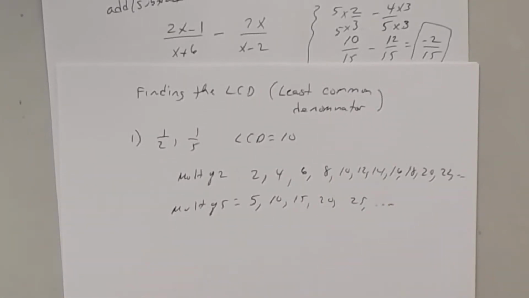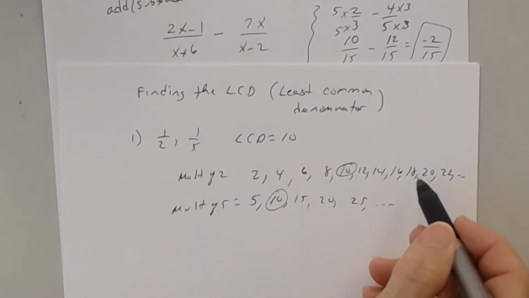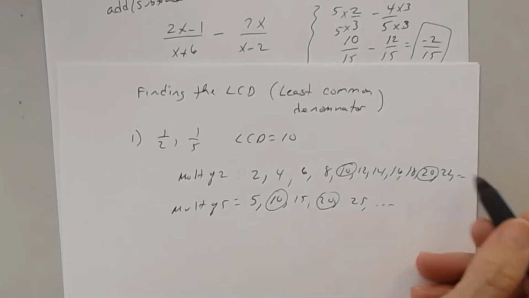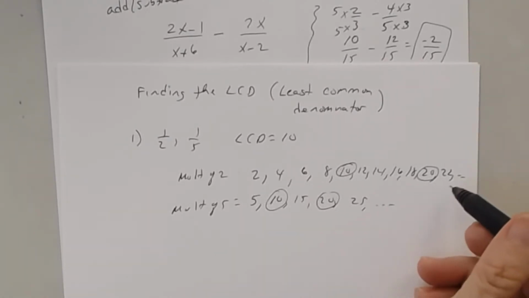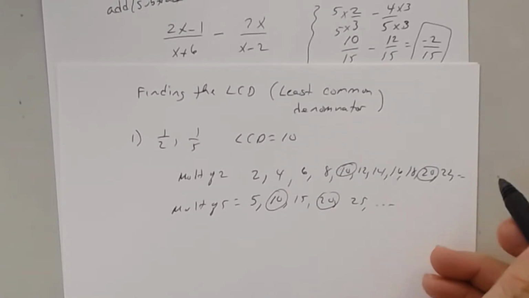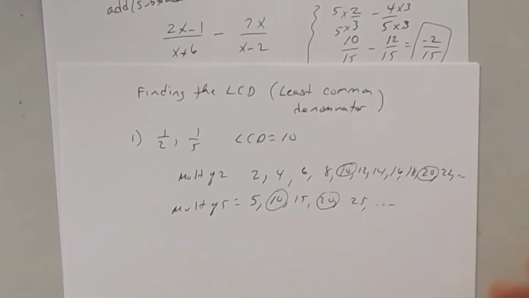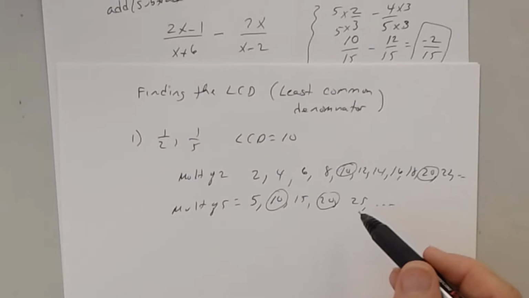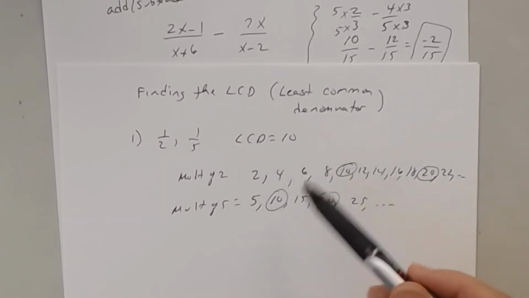Y'all agree? Yeah. So there's an infinite number of those. But if you look at the multiples they have in common, you have 10. What else do you have? 20. And there's many more, right? You just don't see them. 30, 40, 50. But of the ones I have circled, what is the least? What's the smallest? 10. So that's what we mean. The least common denominator would be 10.